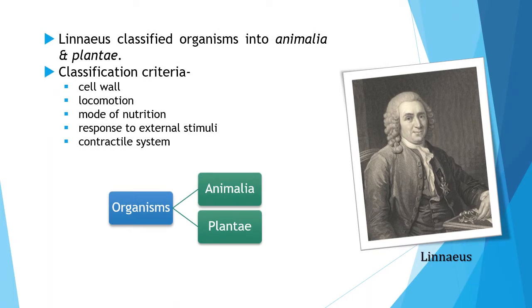Later, Carolus Linnaeus classified all living organisms in two kingdoms, Plantae and Animalia. The criteria he used for classification were cell wall, locomotion, mode of nutrition, response to external stimuli, and the contractile systems. But this two kingdom classification too did not distinguish between various characters of organisms.